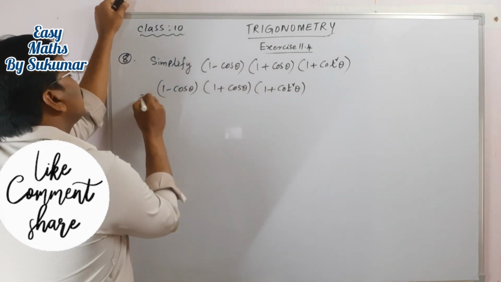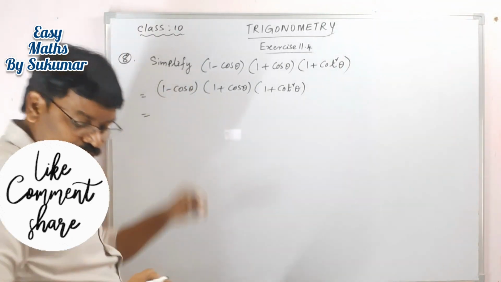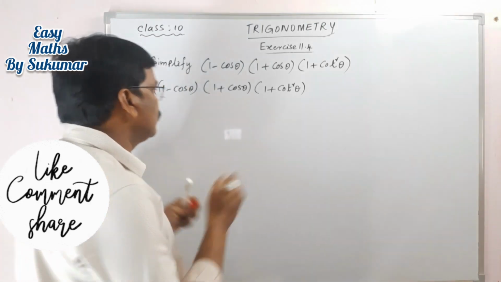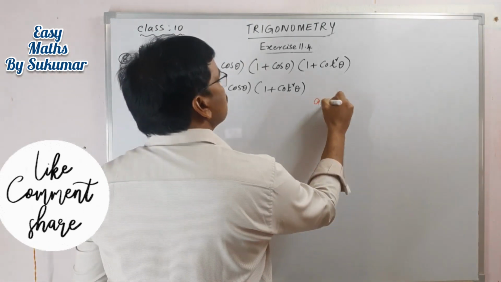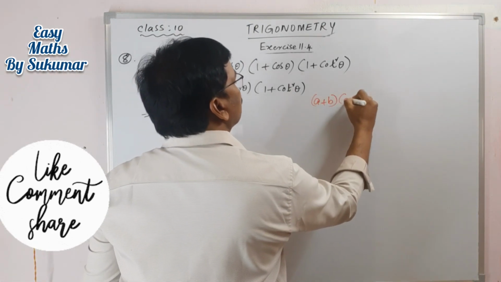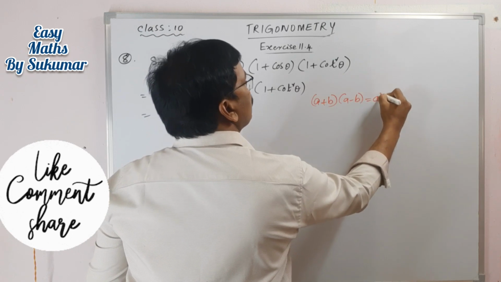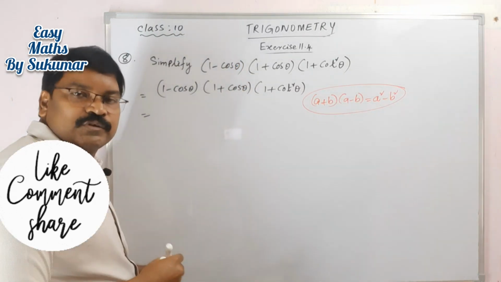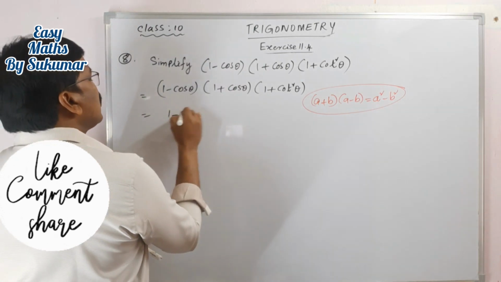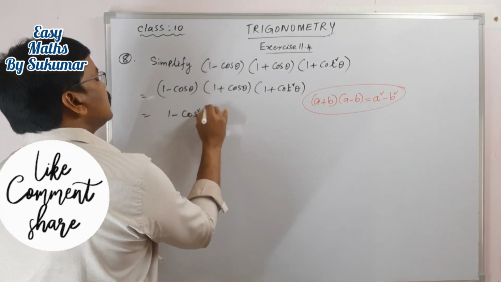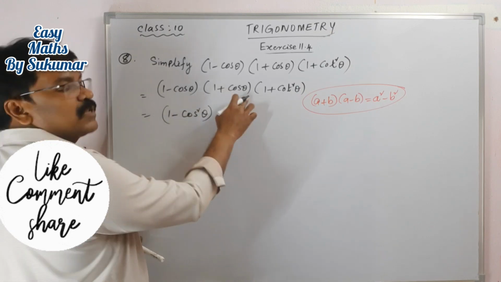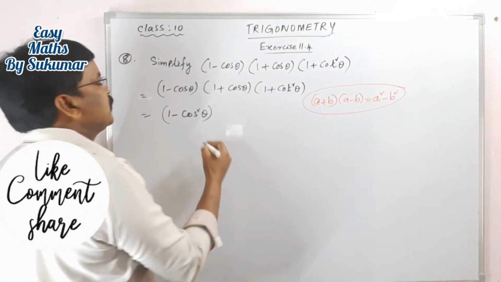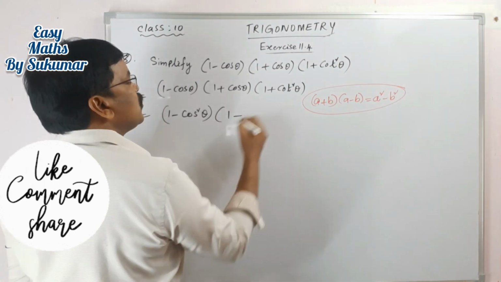So (1 minus cos theta) into (1 plus cos theta) is in the form of (a plus b) times (a minus b). What is (a plus b)(a minus b)? That is a square minus b square. So here this is 1 square minus cos square theta, that means 1 minus cos square theta, times (1 plus cot square theta).